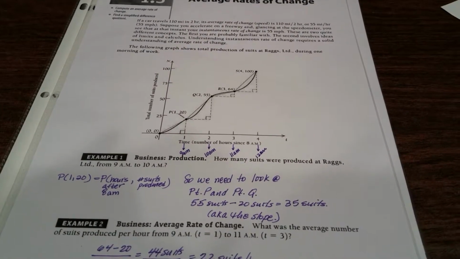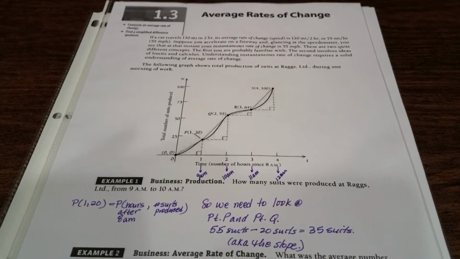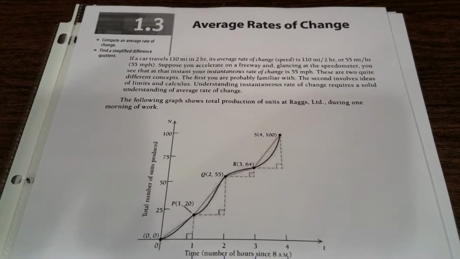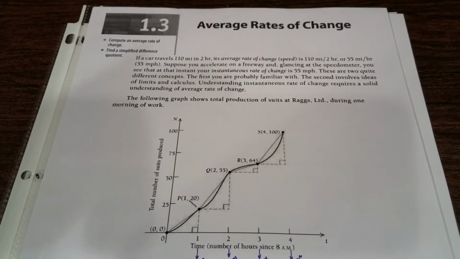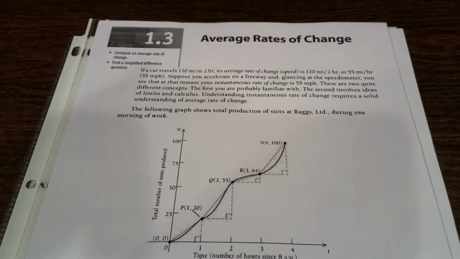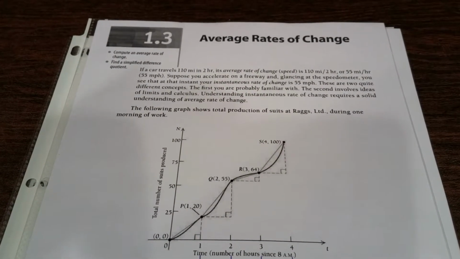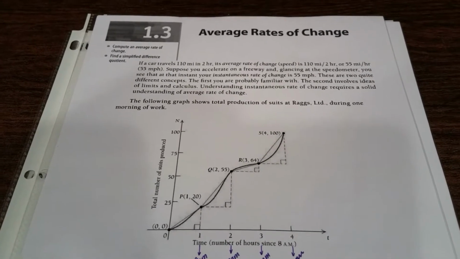All right, so let's continue our notes. We're going to continue with lesson 1.3, average rates of change here, and then we're illustrating with an example about a car traveling 110 miles in 2 hours, which we know intrinsically is 55 miles per hour. We know this just kind of by reflex.